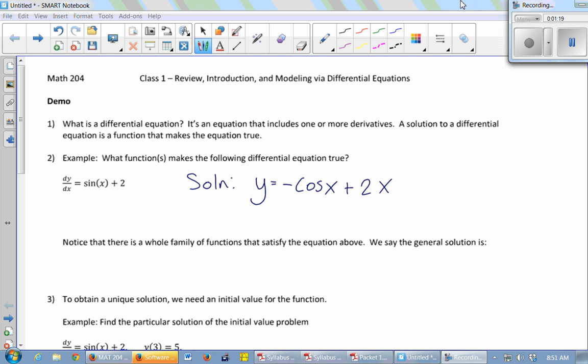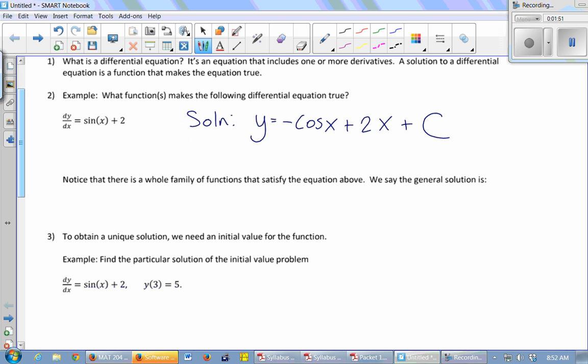So solutions are functions. And there's actually more than one solution. This is one. Could anybody give me another solution to this differential equation? Yeah, you could throw any constant on the end, right? Because when you take the derivative of that constant, it will just become a 0, and you would still get the same derivative. So it turns out there's actually a whole family of functions that satisfies this differential equation. So the general solution is when you throw the plus c on there. A specific solution is if you choose a value of c.